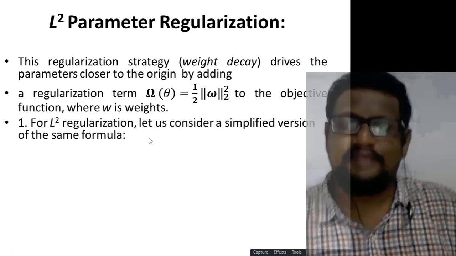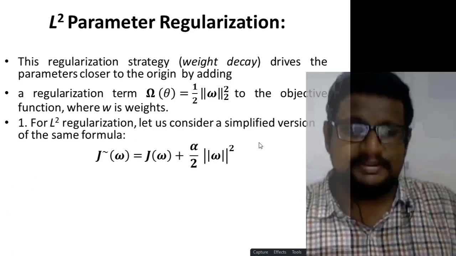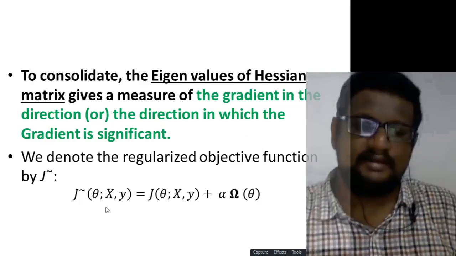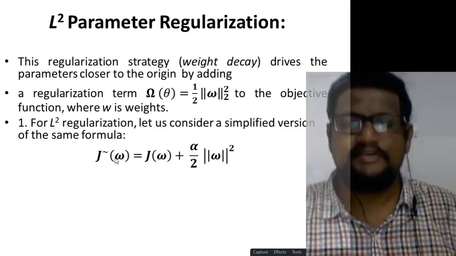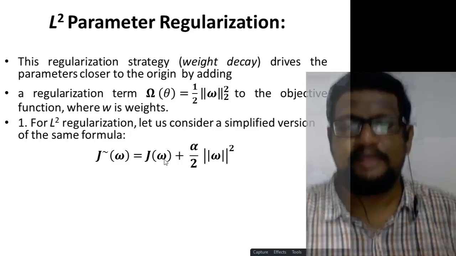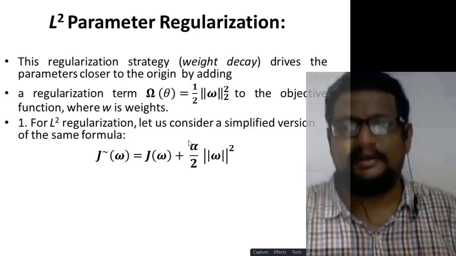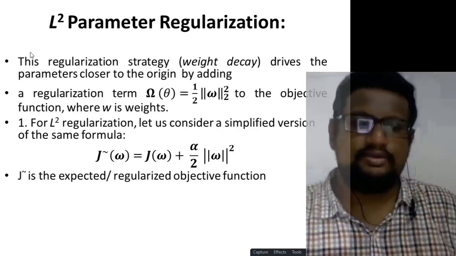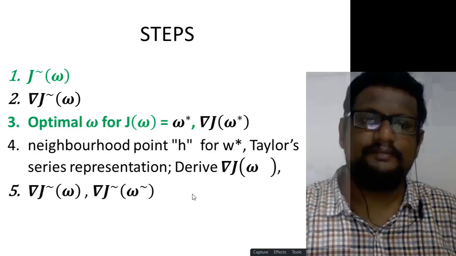For L2 regularization, let us consider a simple version of the same formula. J cap of omega is equal to J of omega; instead of theta, we have taken omega here. J cap of omega is the regularized objective function and J of omega is the unregularized function. This is the penalty term being added: alpha divided by 2 into norm of w square, or omega square.